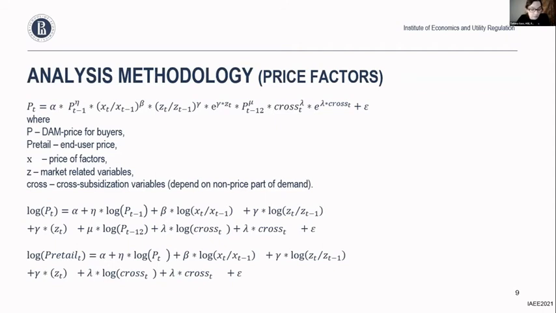And if we have significantly different coefficients, beta and gamma, for free flow areas with different competition levels, then the price factors for free flow areas with different competition levels are not the same. And market regulation can influence free flow areas differently with different competition levels.